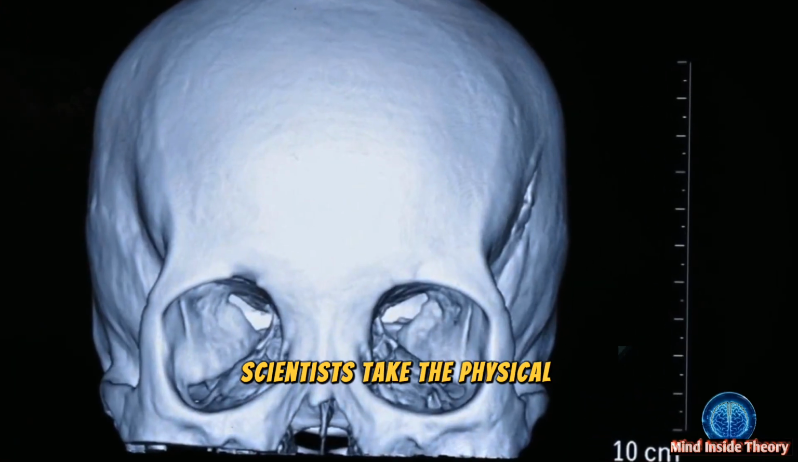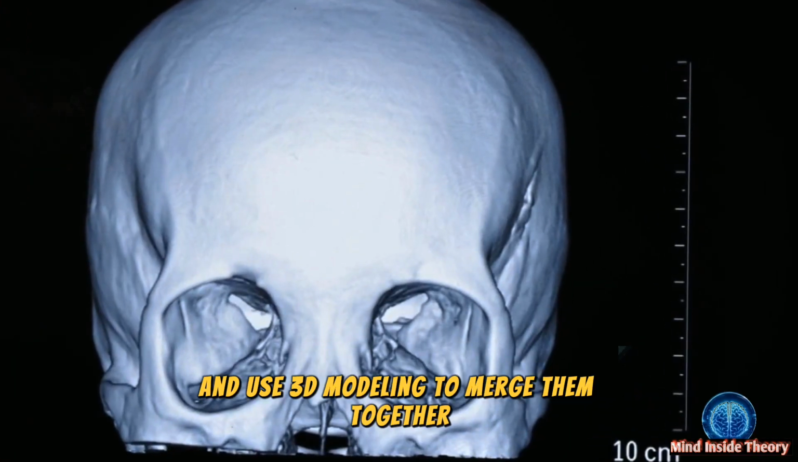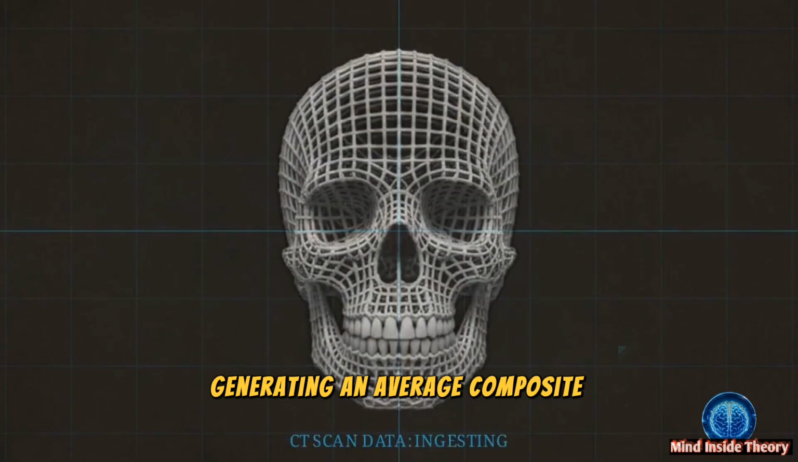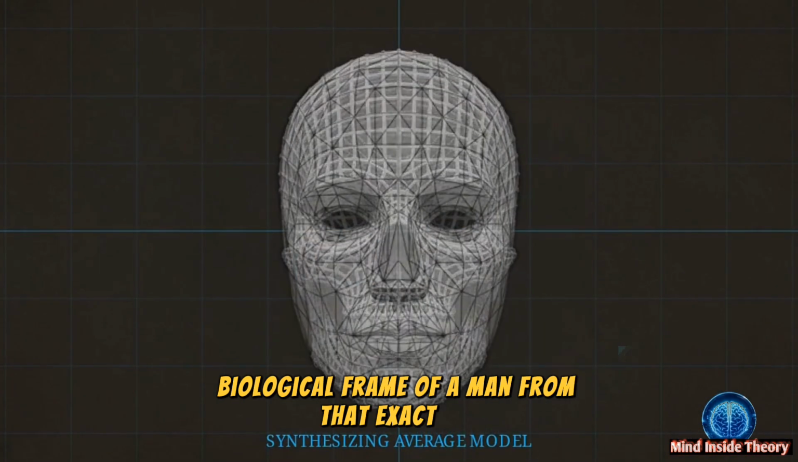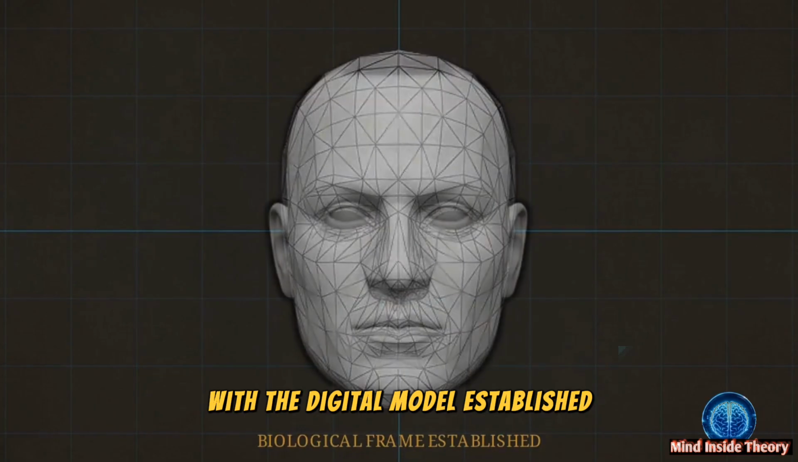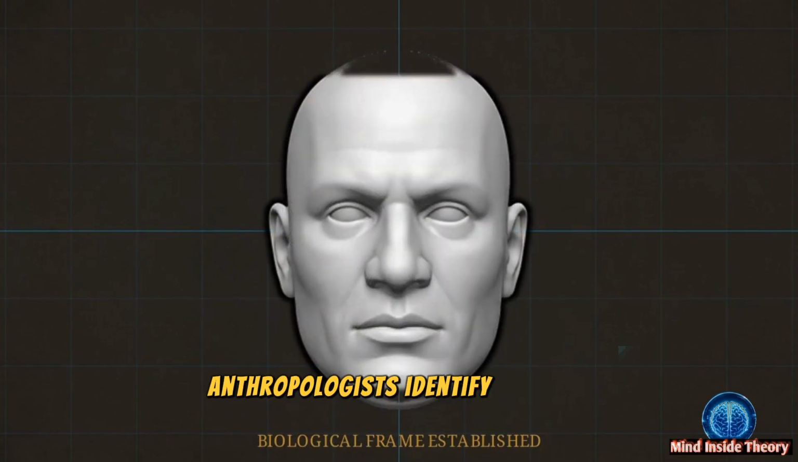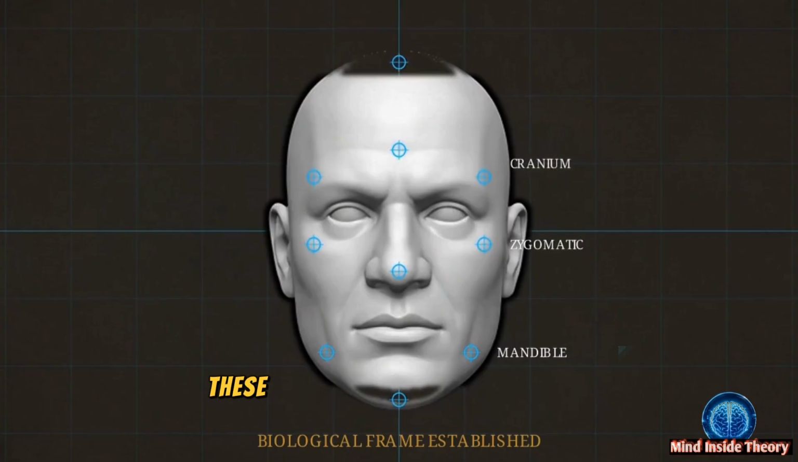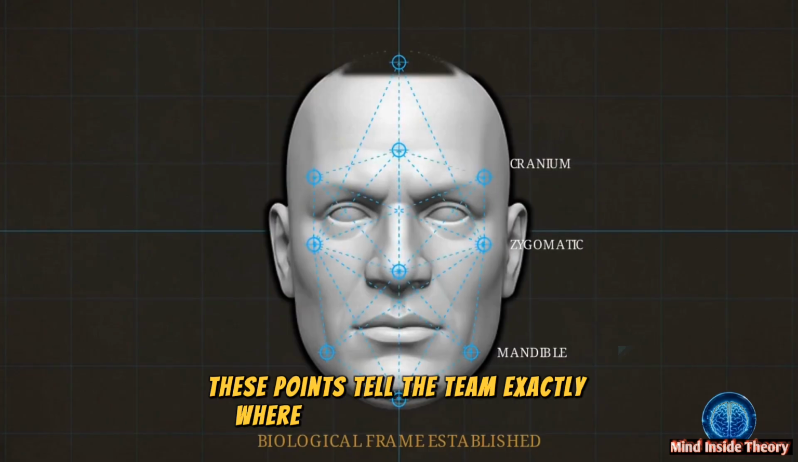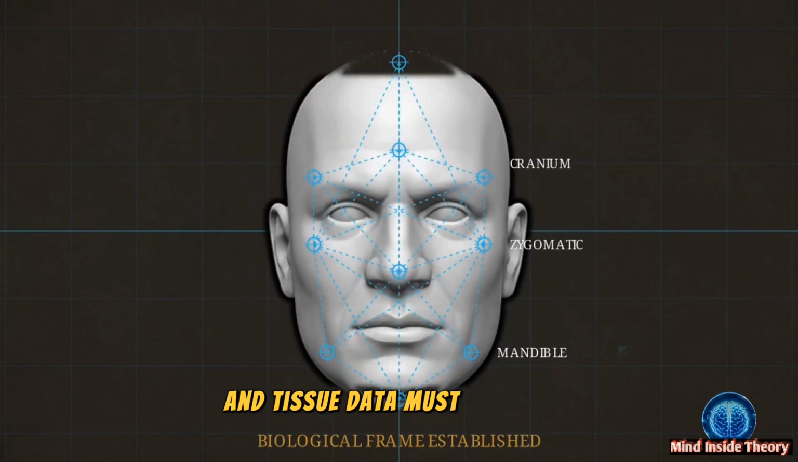Scientists take the physical dimensions from the Jerusalem samples and use 3D modeling to merge them together, generating an average composite skull that represents the typical biological frame of a man from that exact era. With the digital model established, anthropologists identify critical anchor points across the jawline, the cheekbones, and the cranium. These points tell the team exactly where specific muscle groups and tissue data must be mapped.